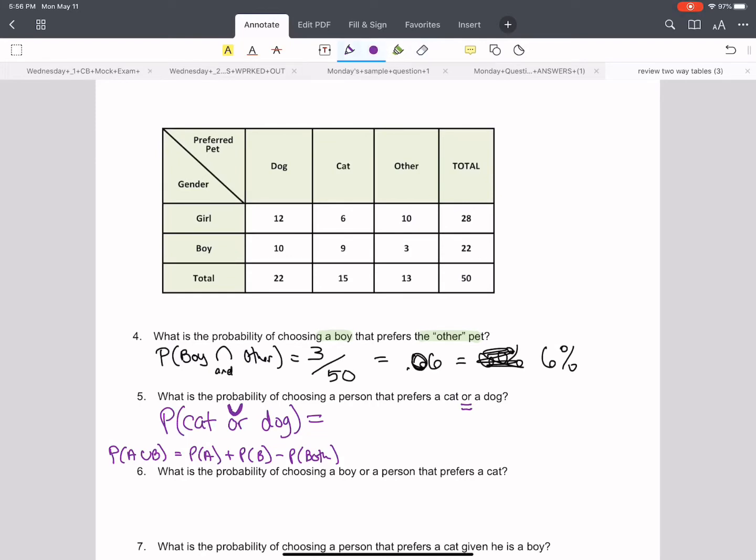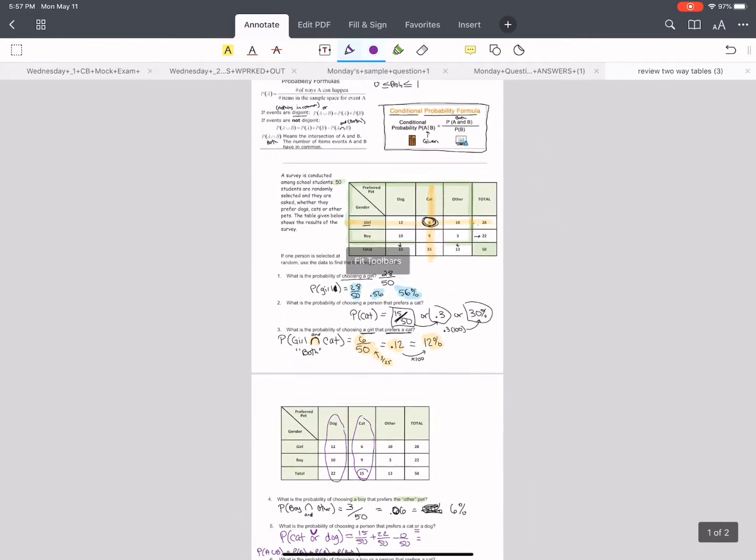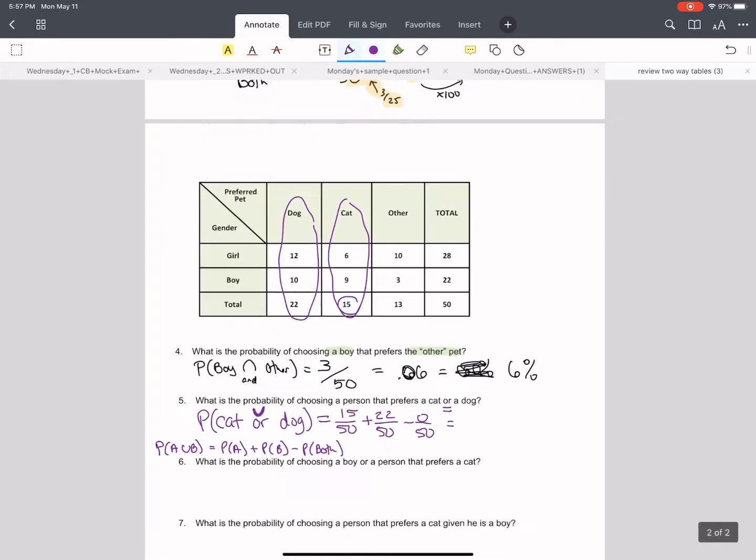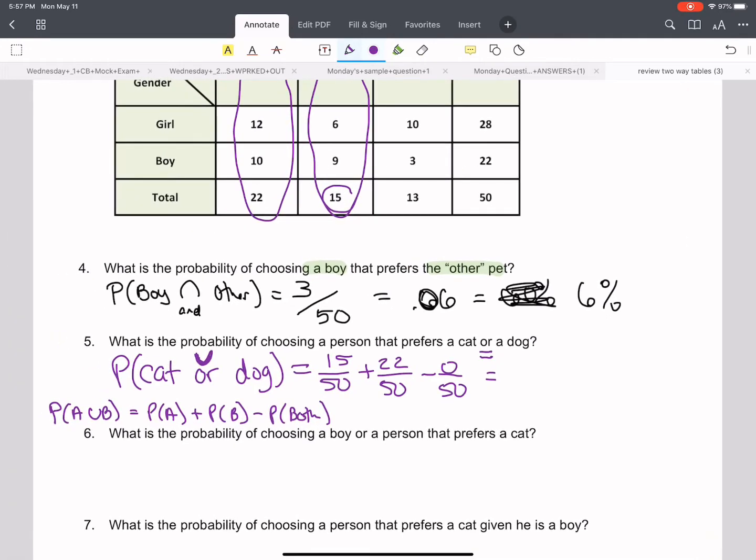I like that formula. So what's the probability of a cat? That's 15 out of 50. What's the probability of a dog? That's 22 out of 50. What's the probability of choosing both cat and dog? That option was not available, so that's 0 out of 50. That's the disjoint situation like I had up at the top, because they can't both happen. But you can just write it in a formula. When the denominators are the same, you can just add the tops. So that's 37 out of 50.